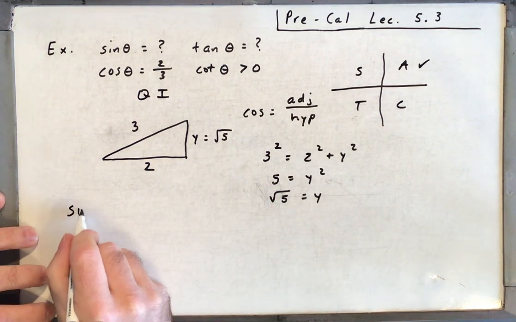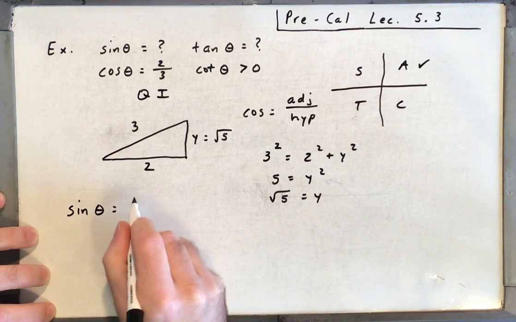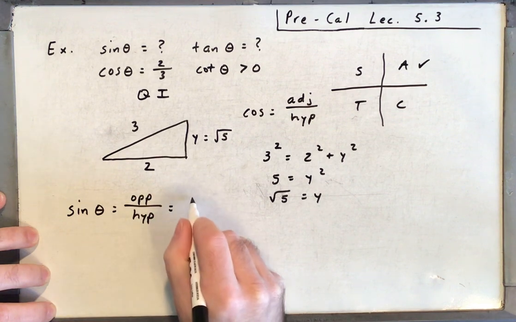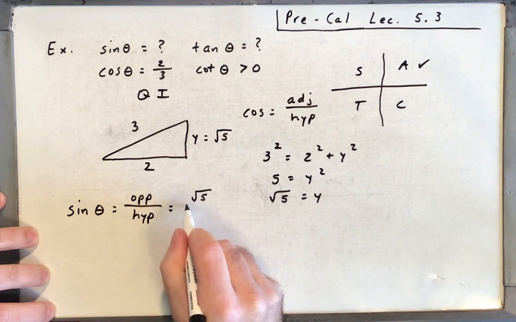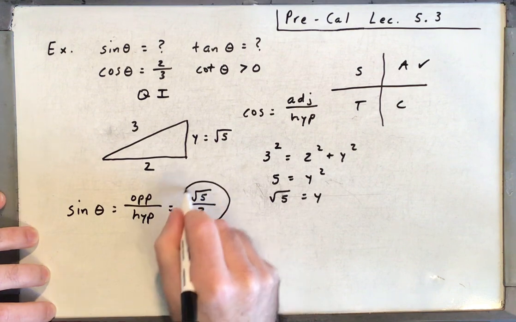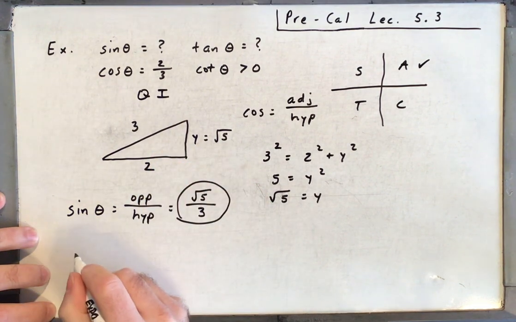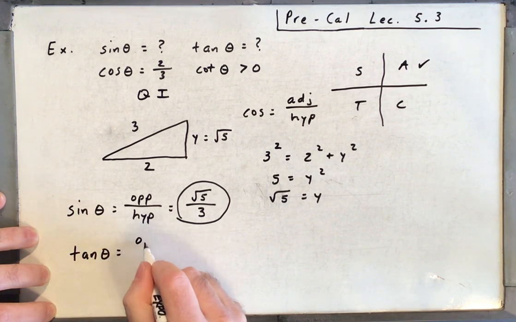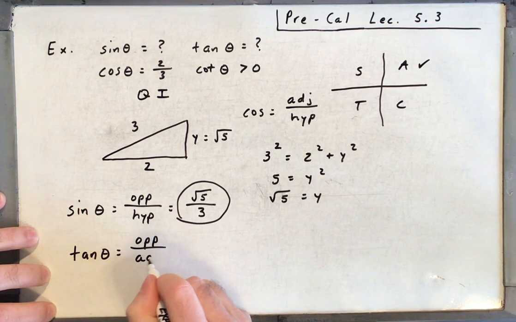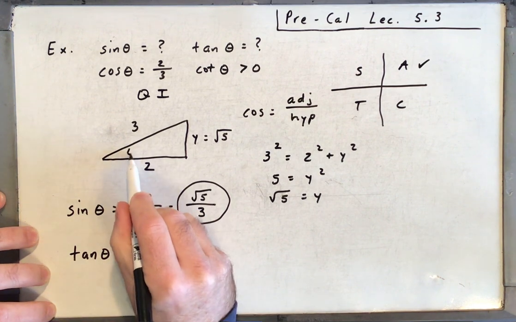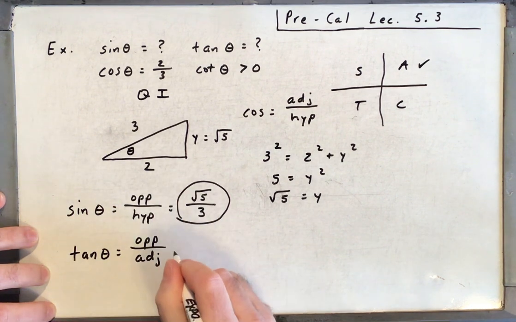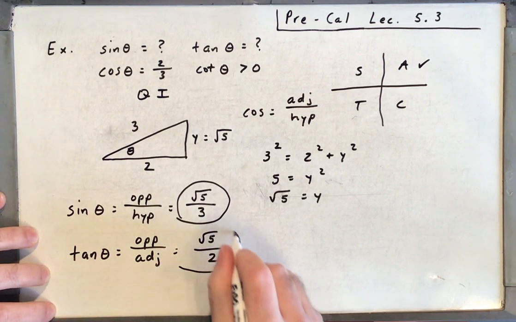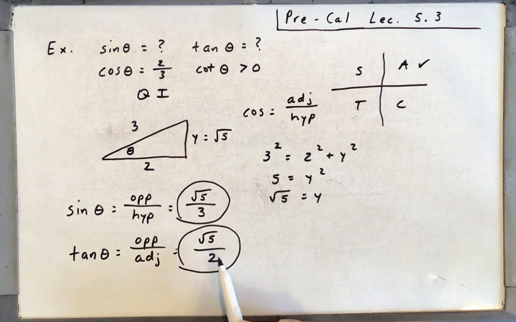All right, what is sine? Well, sine is opposite over hypotenuse. Square root of 5 over 3. We know it's positive because we are in quadrant 1. Tangent, opposite over adjacent. All right, by the way, this is our theta right there. All right, opposite, root 5 over 2. We know that it is positive. So that's how you do it.